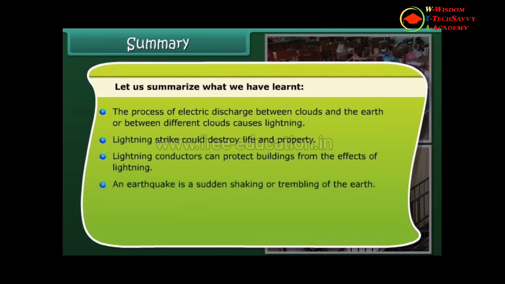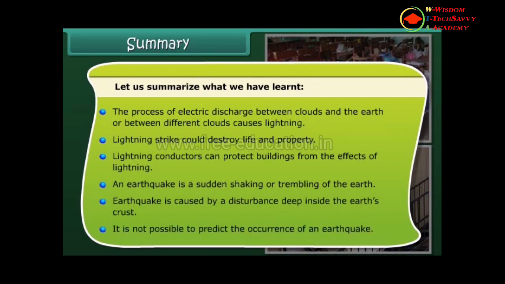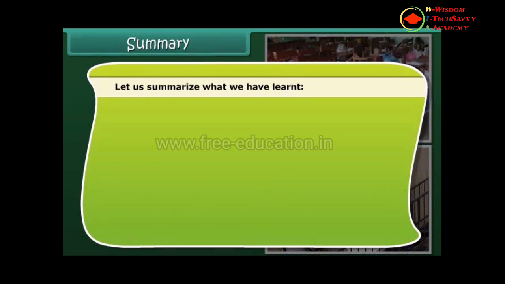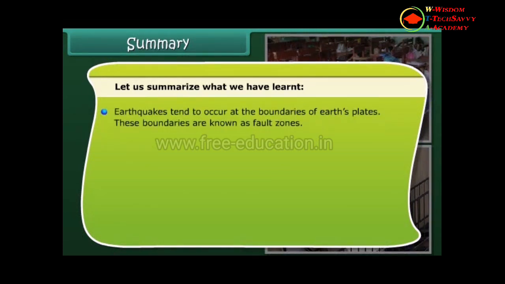An earthquake is a sudden shaking or trembling of the earth. Earthquake is caused by a disturbance deep inside the earth's crust. It is not possible to predict the occurrence of an earthquake. Earthquakes tend to occur at the boundaries of Earth's plates. These boundaries are known as fault zones.